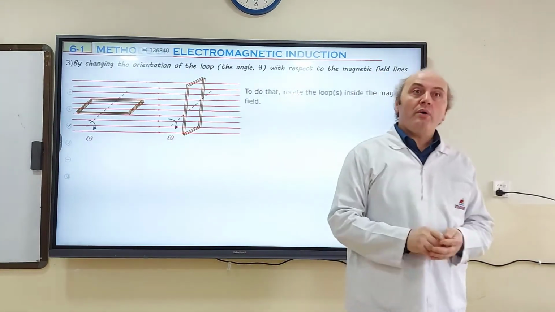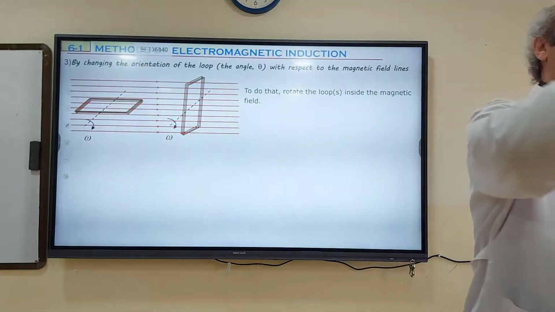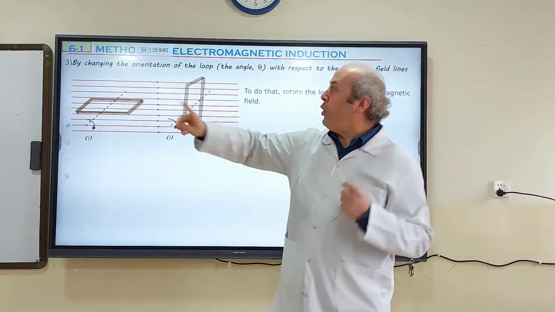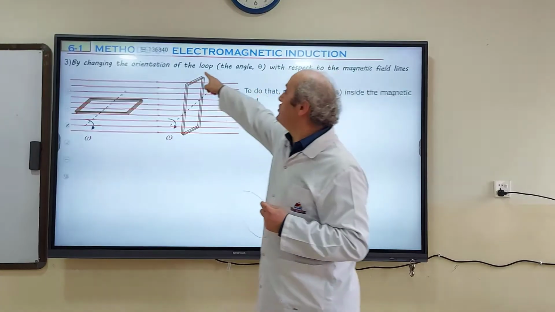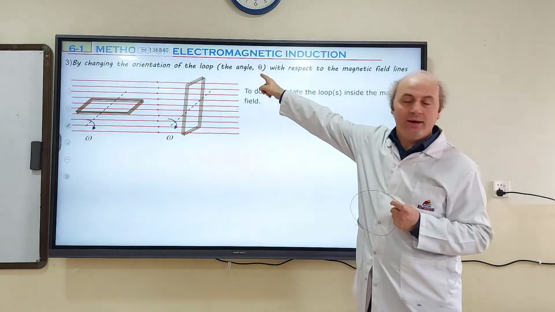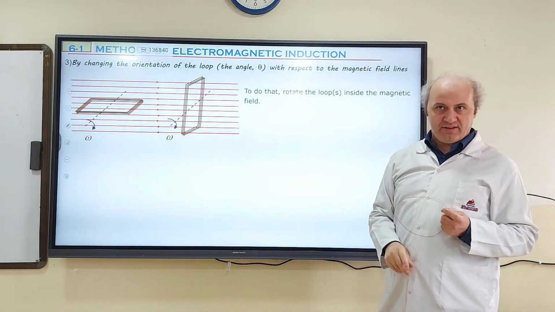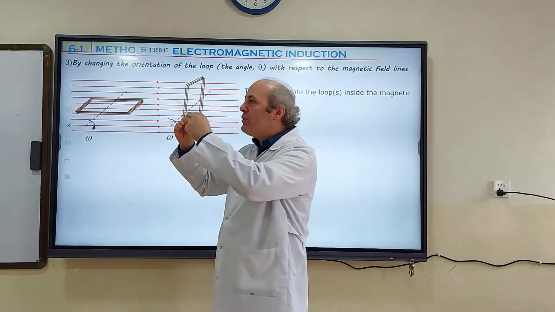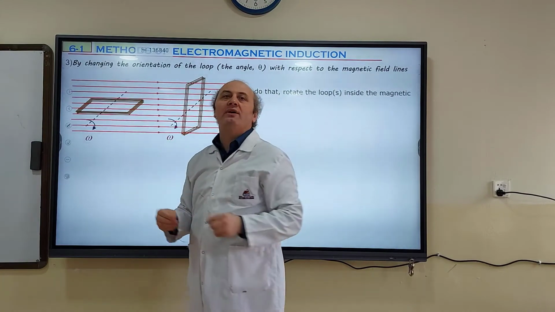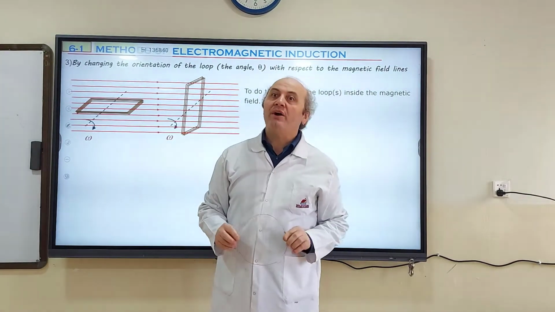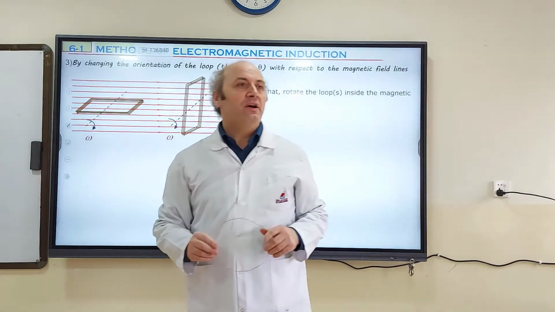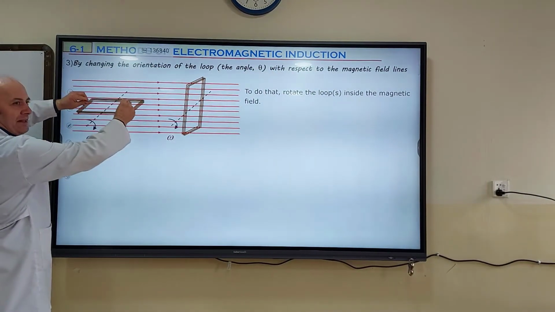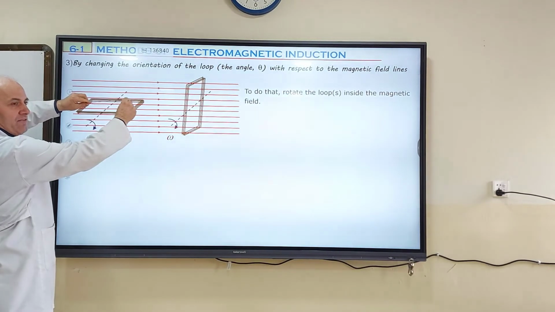Now the third one, how can we change magnetic flux? Area, magnetic field, and angle. Orientation, changing the orientation of the loop, that is, angle theta, with respect to the magnetic field. That is, rotate the loop inside the magnetic field. While you are rotating the loop inside the magnetic field, you are changing the angle. You are changing the orientation of the loop with respect to the magnetic field. Now, tell me, the loop is parallel to the magnetic field lines, huh?